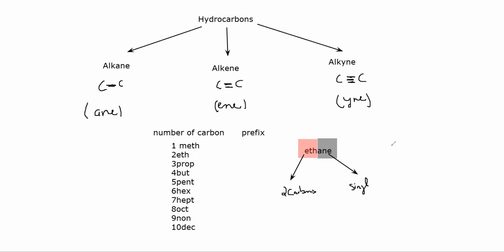So if you have eth, eth means 2 carbons, so you will draw 2 carbon atoms, okay? The first thing. N means between carbon and carbon, there should be a single bond. So between the 2 carbon atoms, there should be a single bond. Is it clear?